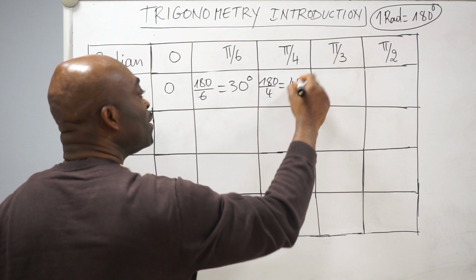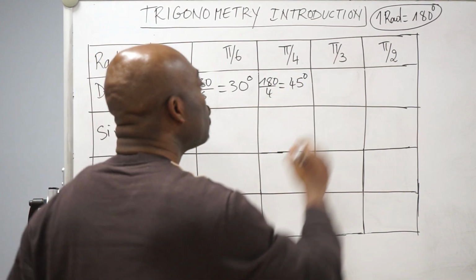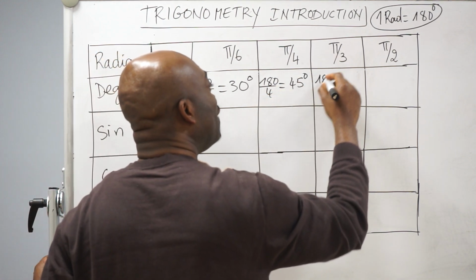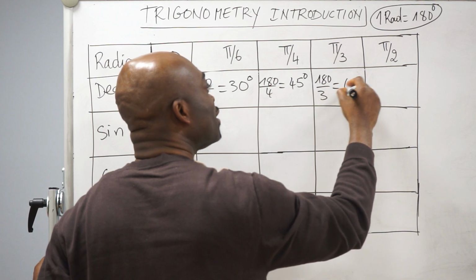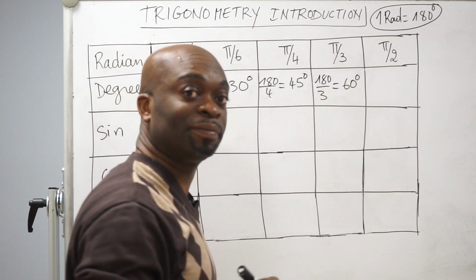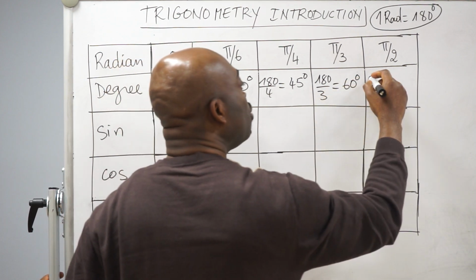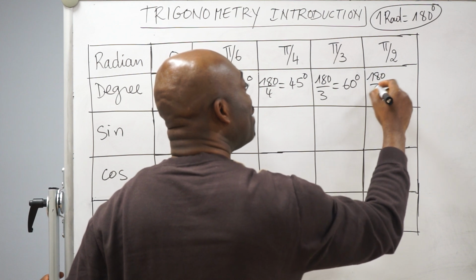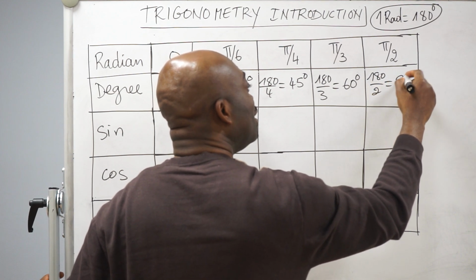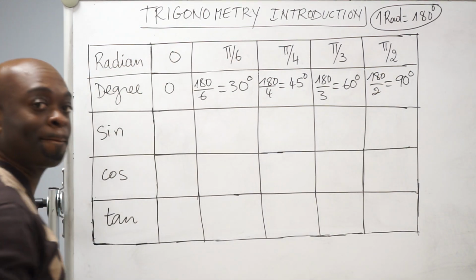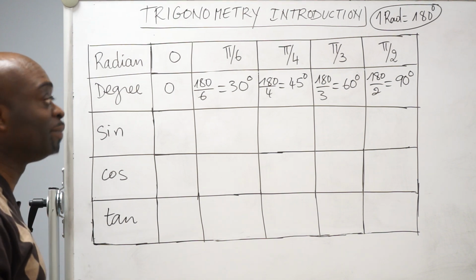And then we go 180 divided by 4, and that would give us what? 45 degrees. And then we continue. We have 180 divided by 3. That would give us what? 60 degrees. And then we keep going. We have 180 divided by 2. That would give us what? 90 degrees, right? So this is what's really happening.